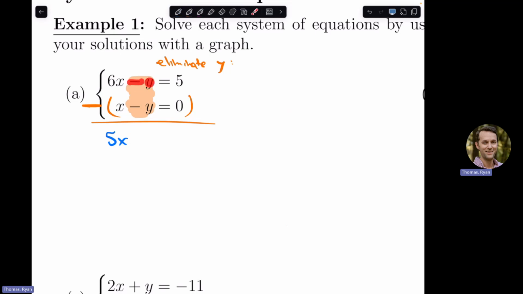Negative 1y minus negative 1y, so that's going to be negative y plus y then, right? Which is 0. And then 5 minus 0. So we get x equals 1 first. Right? So you could also do an elimination like that. And then again, you would take your x value and plug it back in and figure out what y is. So that would also work.